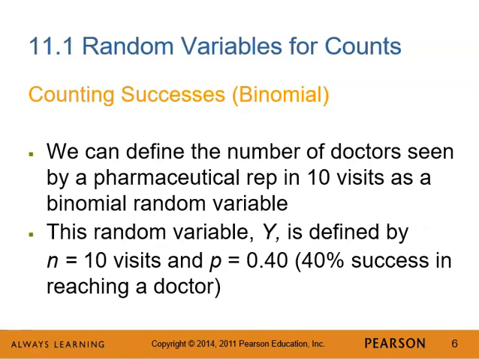In the example we talked about earlier, we can define the number of doctors seen by a pharmaceutical rep in 10 visits as a binomial random variable. This random variable y is defined by n equals 10. So there are in fact 10 Bernoulli trials, and the probability of success, reaching a doctor, is 40%.